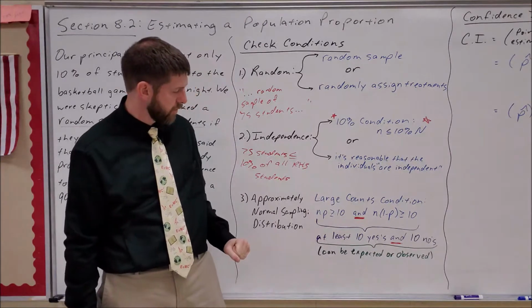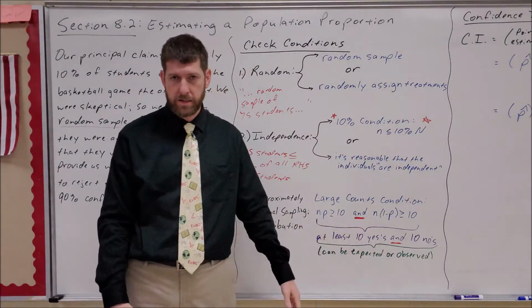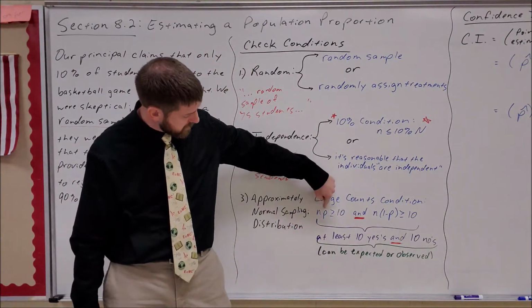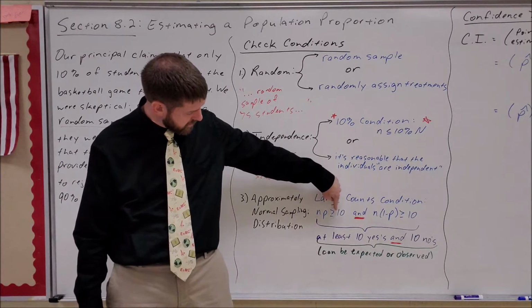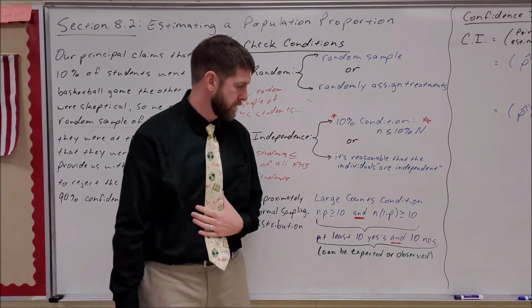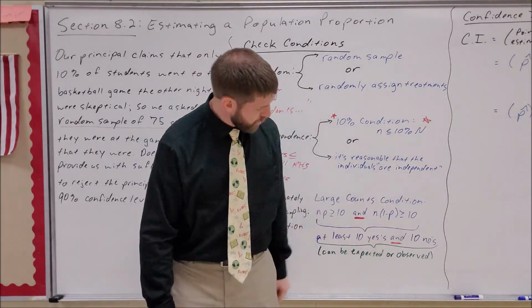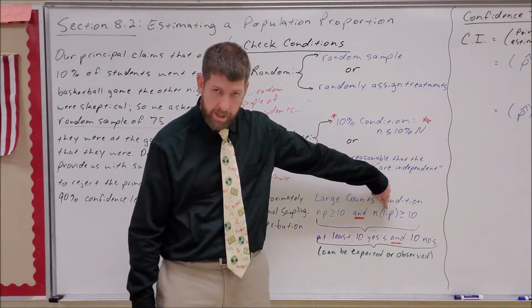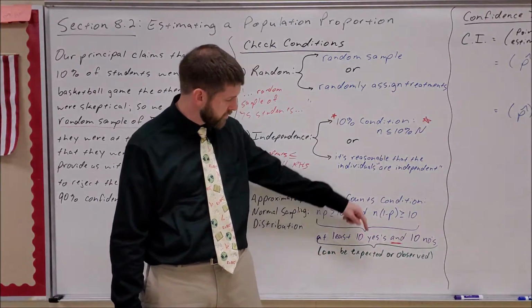It's the same one we've been working with. N times p is greater than or equal to 10. N times 1 minus p is greater than or equal to 10. So sample size times probability of success is greater than or equal to 10, so we expect at least 10 successes or 10 yeses. And then n times 1 minus p, the success, gives us our total failure.